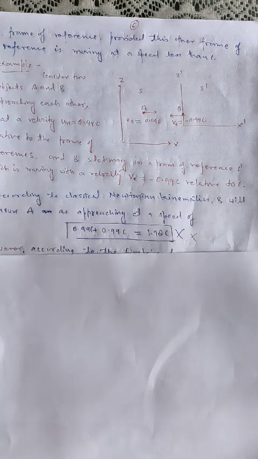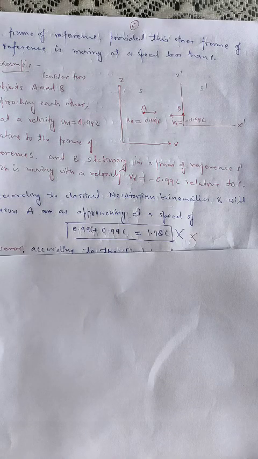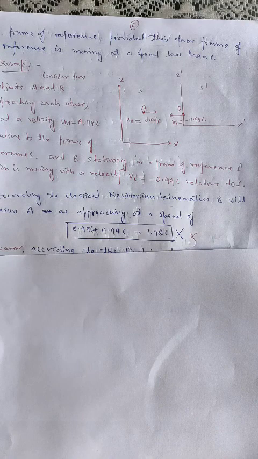According to Newtonian kinematics, we will measure A as approaching at a speed obtained by just adding, because the two bodies are moving in opposite directions, so the velocities just add up. What we are observing now, the resultant velocity that objects A and B feel, is 0.99c plus 0.99c, equal to 1.98c, which is higher than the speed of light, which is not possible.